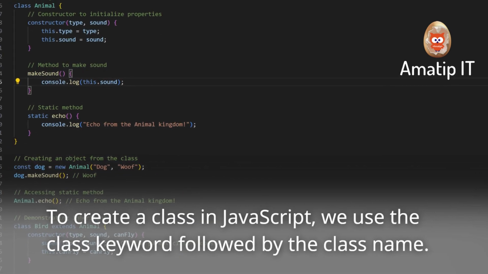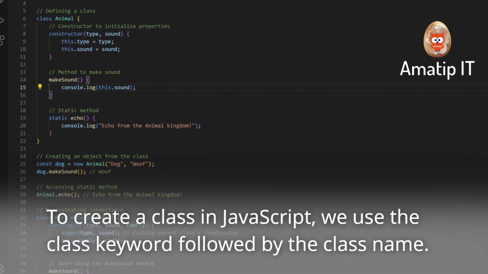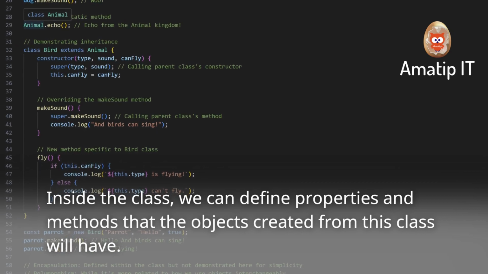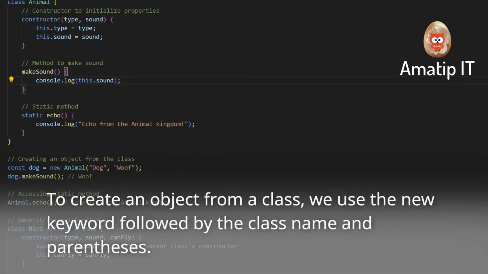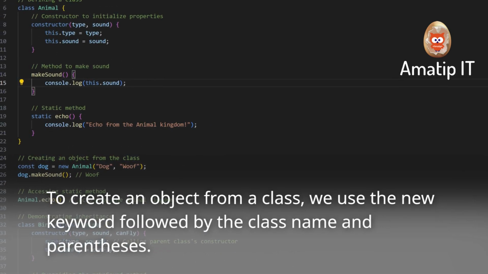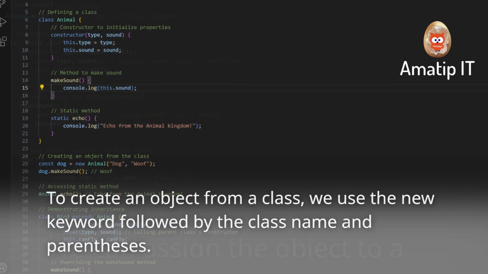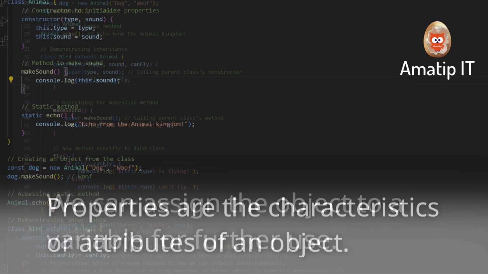To create a class in JavaScript, we use the class keyword followed by the class name. Inside the class, we can define properties and methods that the objects created from this class will have. To create an object from a class, we use the new keyword followed by the class name and parentheses. We can assign the object to a variable for further use.